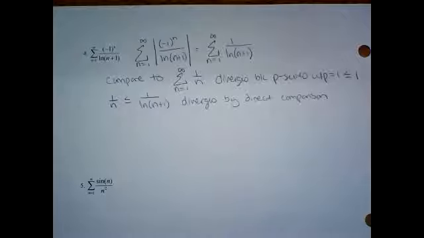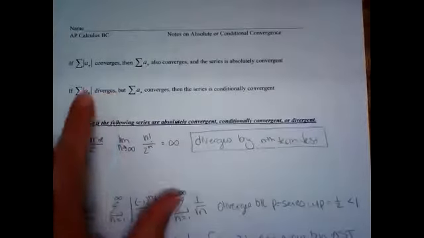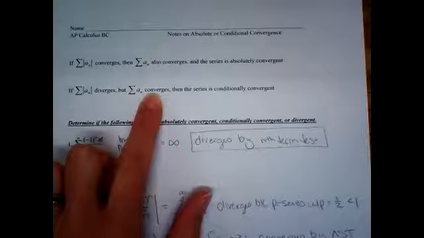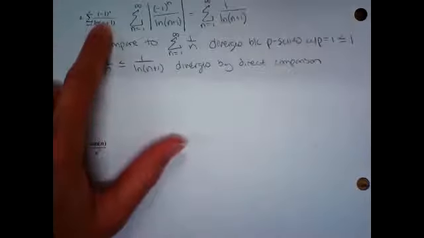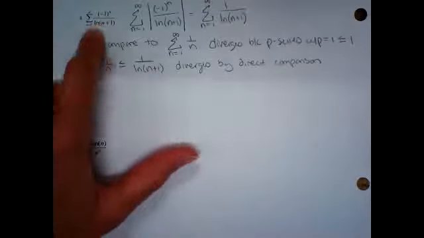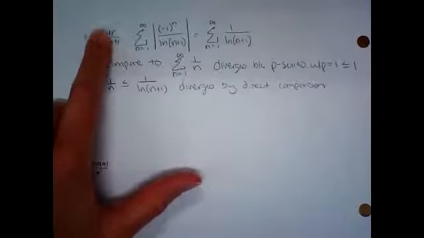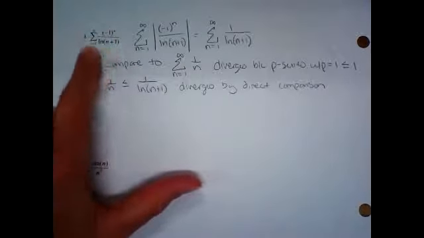Phew. Unfortunately, we're still not done with the problem because we found that the absolute value diverges. So we're right here. This one diverges, but the series itself might still converge. So let's go back to the original one. Now here, this one's going to be a little bit easier because if we're looking at this one, it's alternating. And so we can do an alternating series test.